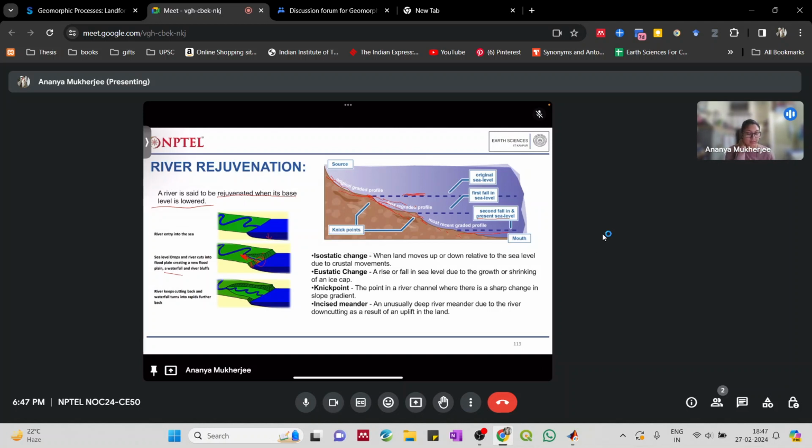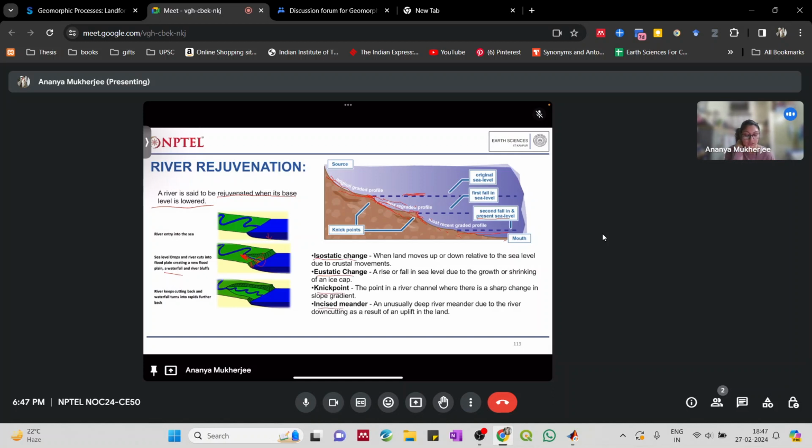So then what happens is that it reaches the mouth of the river. So these nick points are where you can have your waterfall or your rapids. There are some other kinds of changes associated with river rejuvenation and the different stages of the river: the isostatic change, eustatic change, nick points, and incised meander.